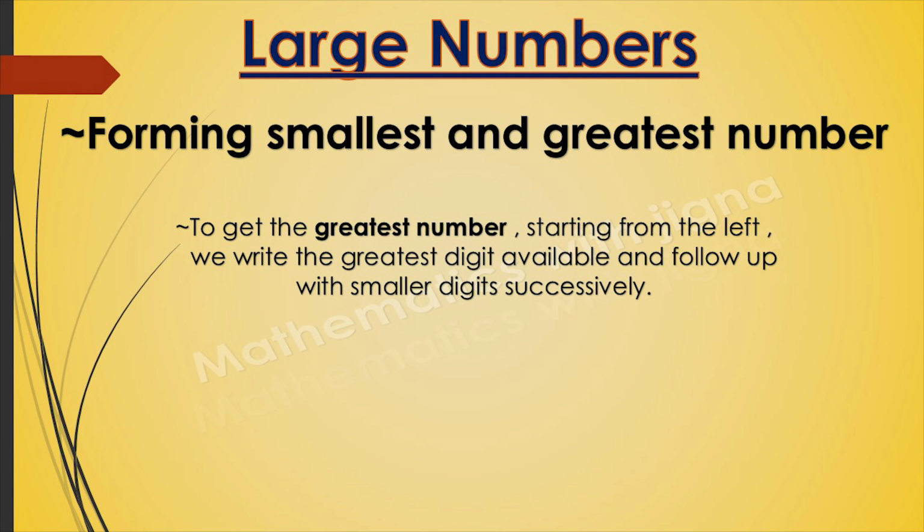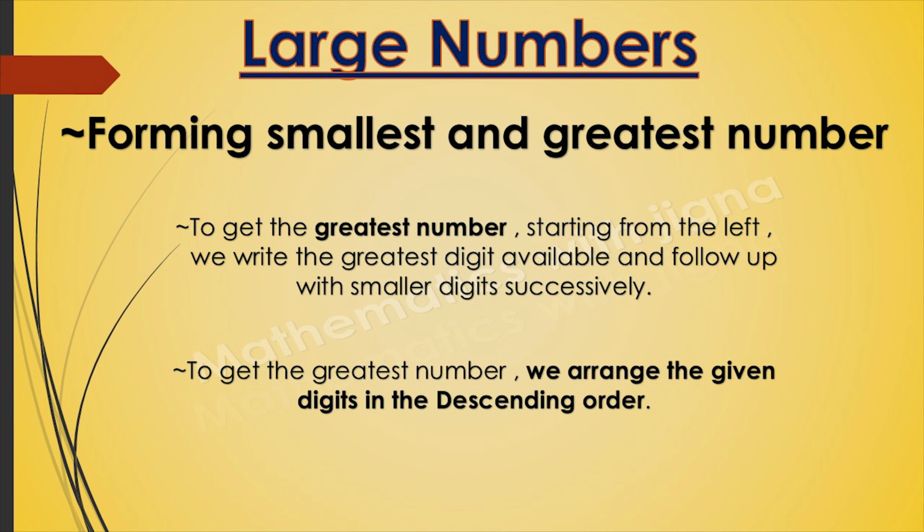As repetition of digits is not allowed, to get the greatest number starting from the left, we write the greatest digit available and follow up with smaller digits successively. In short, to get the greatest number, we arrange the digits in the descending order. Descending order means greatest to smallest number.